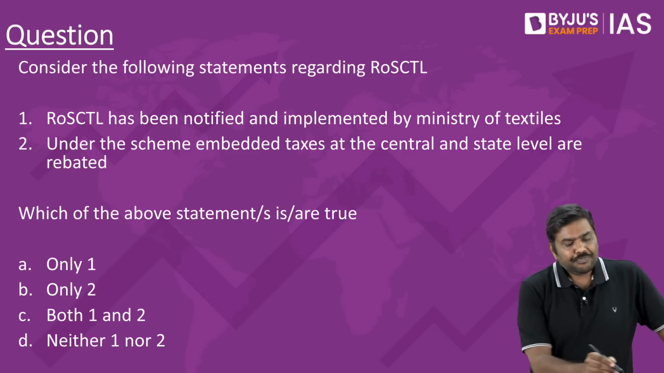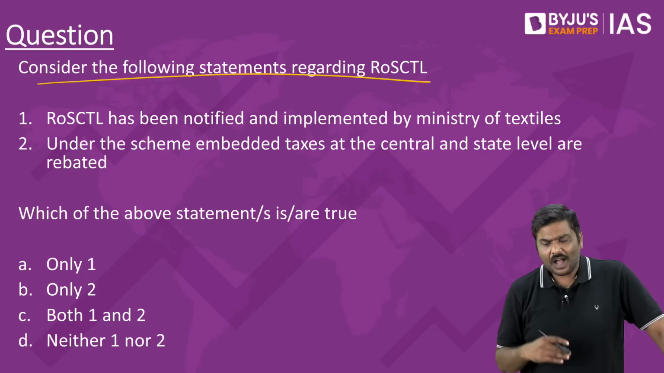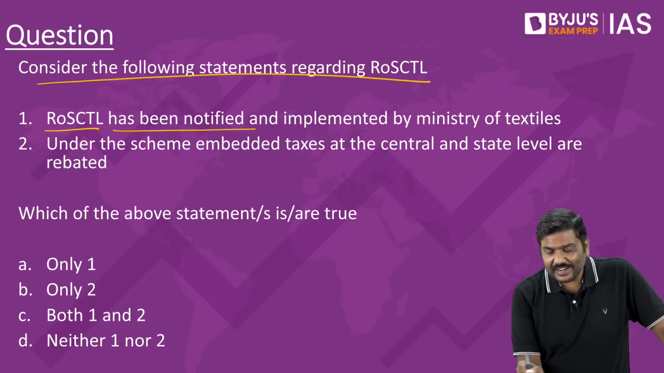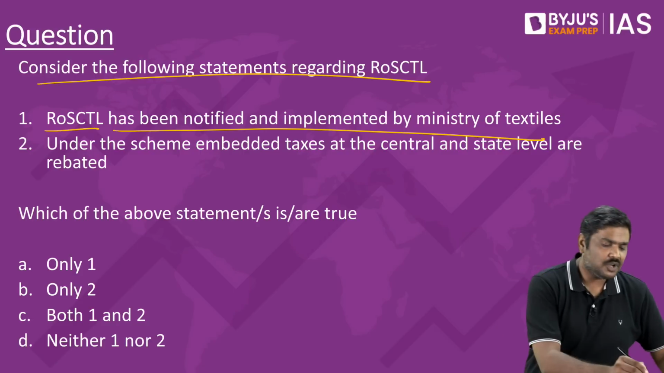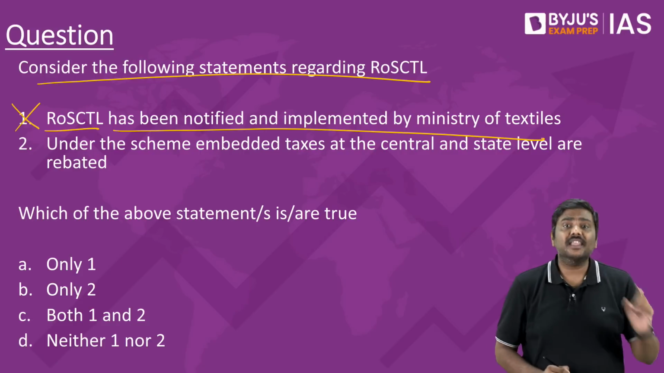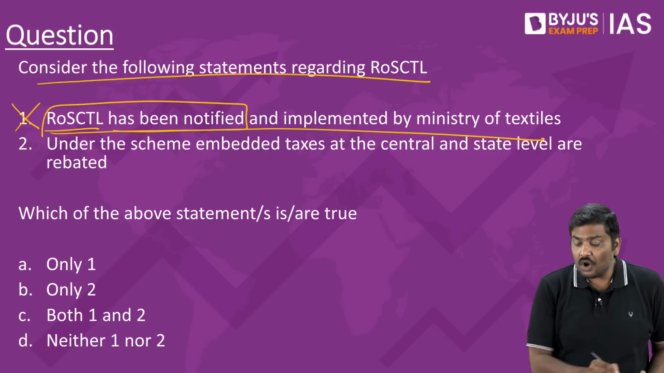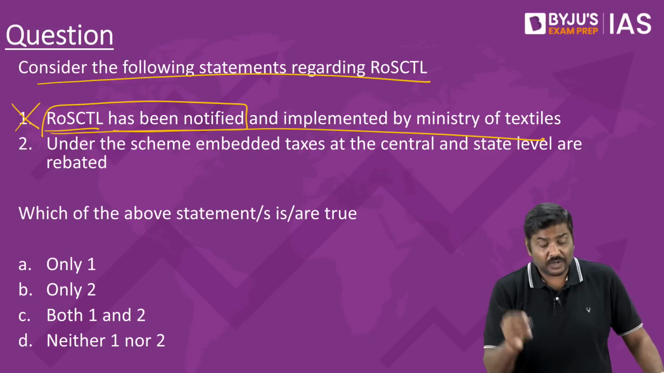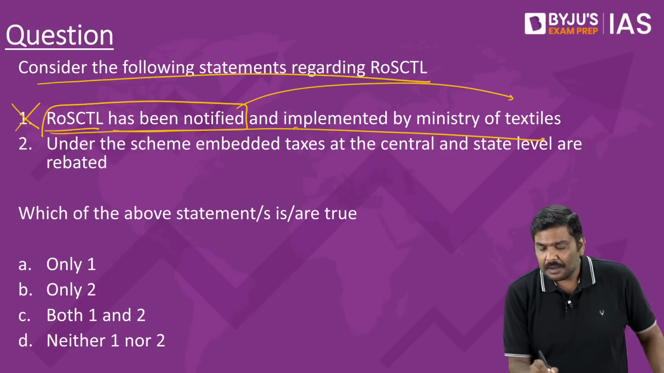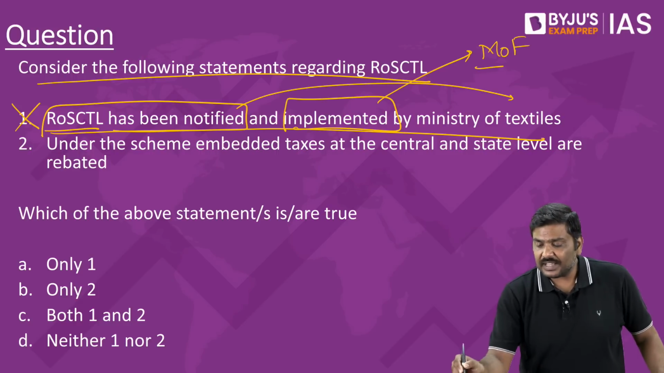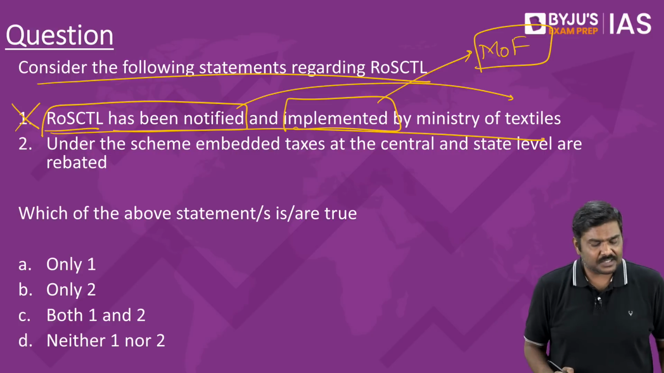I've given a question here. Consider the following statements regarding RoSCTL. RoSCTL has been notified and implemented by the Ministry of Textiles. Although you will be tempted to say correct, it is wrong. RoSCTL has been notified not by the Ministry of Textiles, but implemented by the Ministry of Finance. It is the Ministry of Finance which implements these particular schemes.